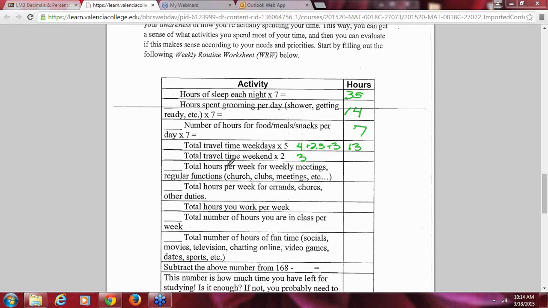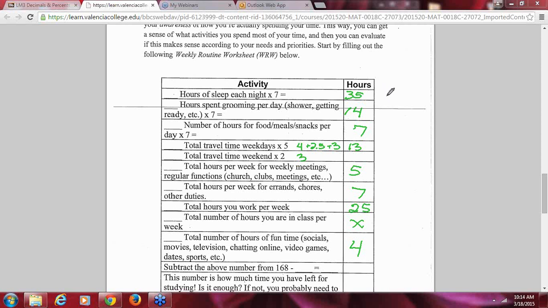Total number of hours you're in meetings or church, clubs, things like that, extracurricular activities. If your kids play sports, you would put that time here if you have kids. Me, I'm going to say about 5 hours. Errands, I probably do about 7 hours. I work about 25 hours a week. I'm not taking classes right now. I don't know, maybe 4 hours.